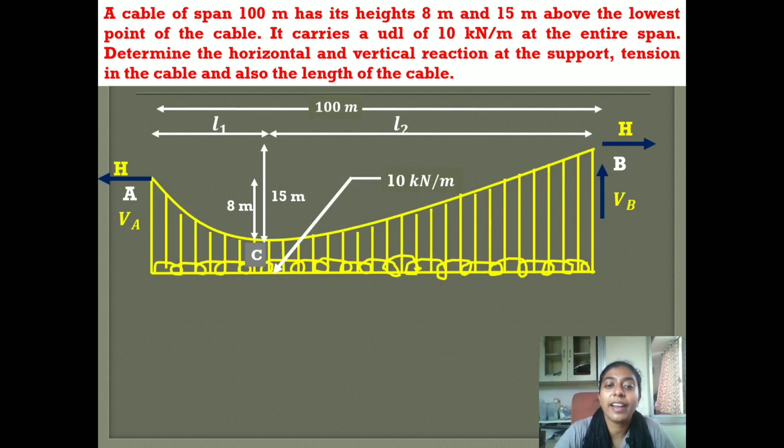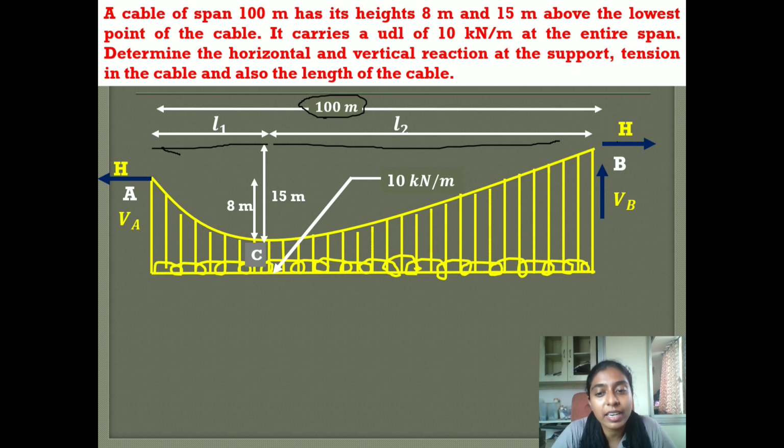We will draw the diagram. L is the length of the span, that is 100 meter. L1 is the horizontal distance from A to the maximum dip. L2 is the horizontal distance from the maximum dip to B. VA is the vertical reaction at A, VB is the vertical reaction at B, H is the horizontal thrust at A and B, C is the point at the dip. The support A is 8 meter from the dip and support B is 15 meter from the dip.